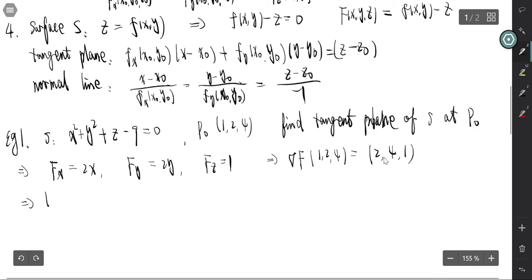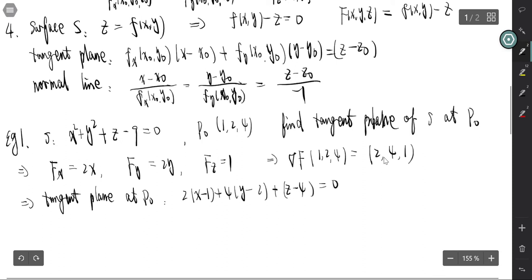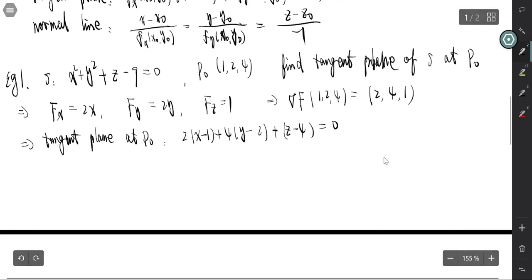So the tangent plane at P0 is 2(x minus 1) plus 4(y minus 2) plus (z minus 4) equals 0. That's the tangent plane for an implicit function.